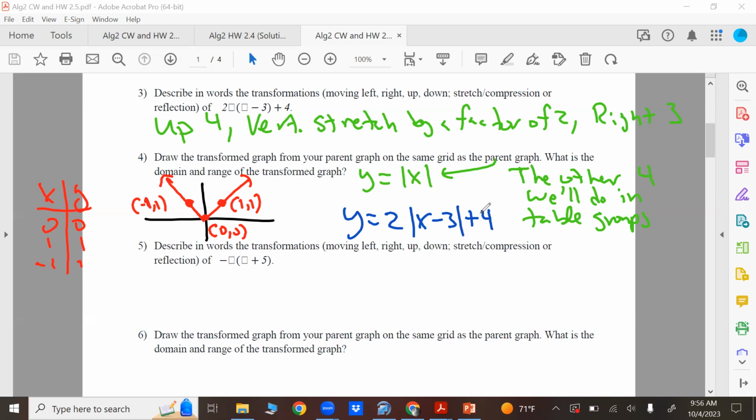However, this is very important. And I will be very harsh when I grade this. When it says describe in words the transformations, oh, that's a new one. Sorry, that's a new one. You're going to do this first.